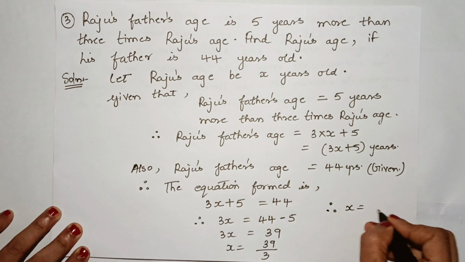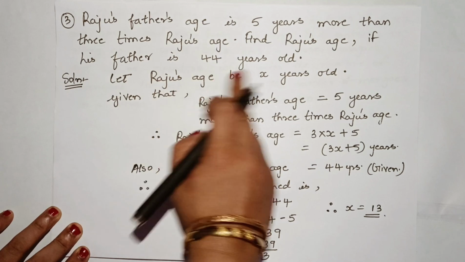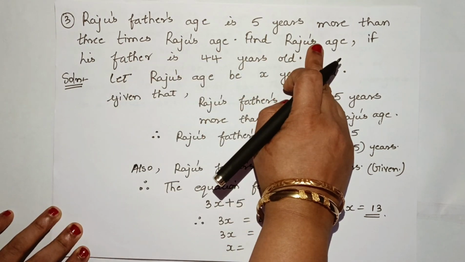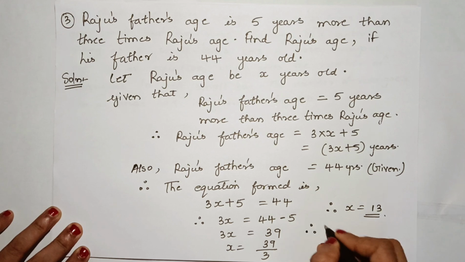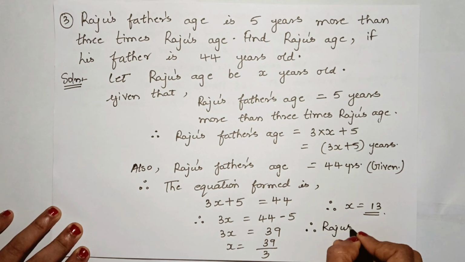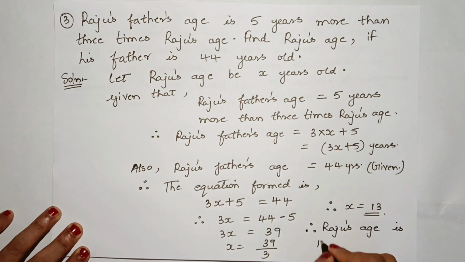Therefore, x is equal to what? 13. And whose age have we taken as x? Raju's age. And here what is the question they have asked? Find Raju's age. So the final answer, therefore, Raju's present age is 13 years old.